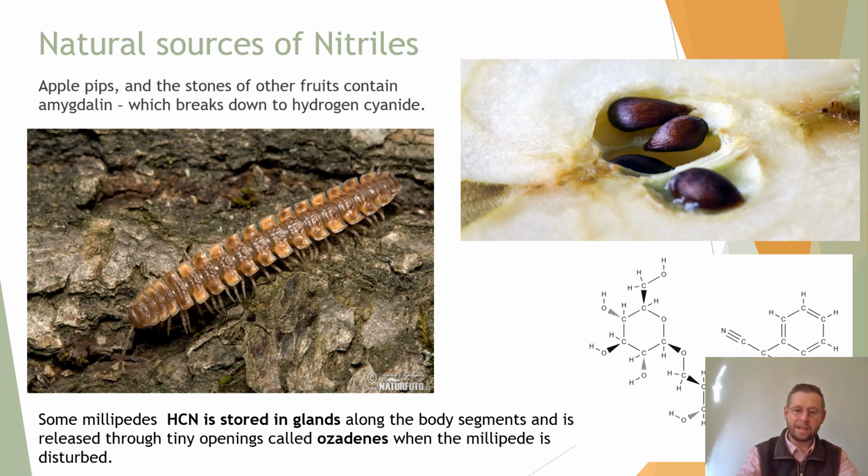Some millipedes use hydrogen cyanide. It gets produced from various glands around their body. So if something tries to eat them, it tends to kill those birds or animals that are trying to eat them. It's a defense mechanism.